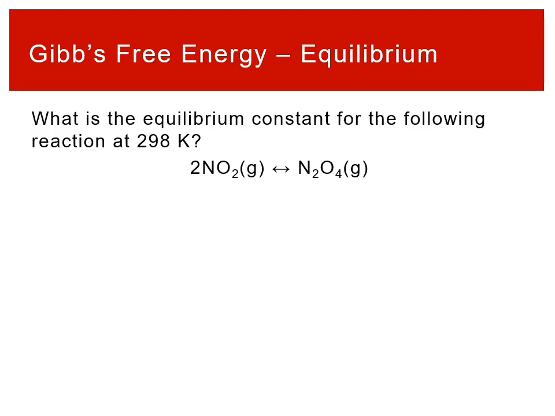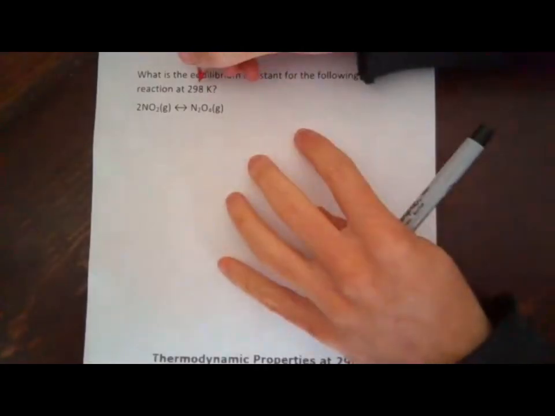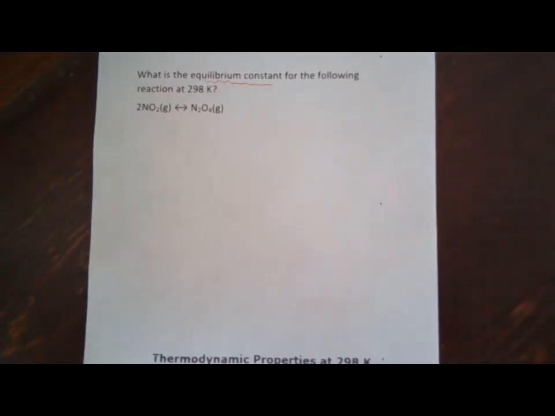So let's look at an example. What is the equilibrium constant for the following reaction at 298 Kelvin? I have 2NO2 becoming N2O4. All right, so what is the equilibrium constant for the following reaction at 298?